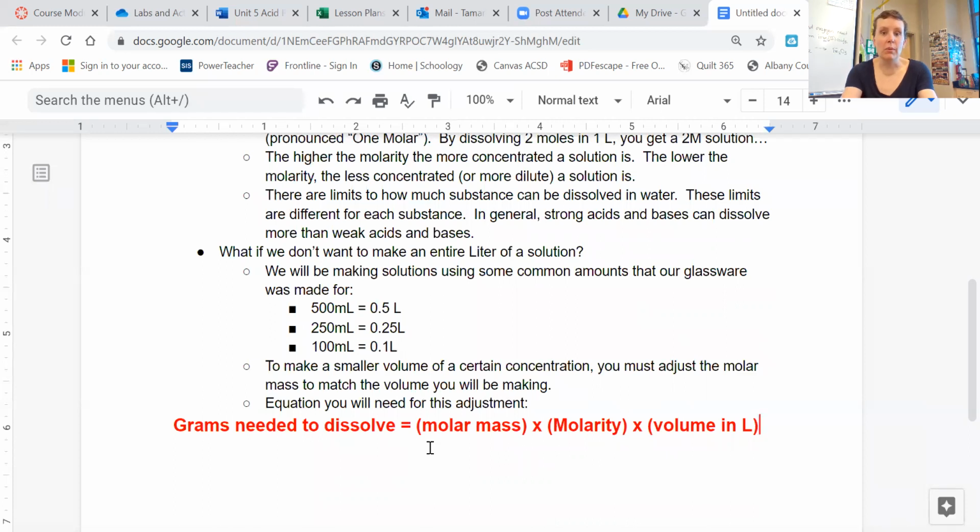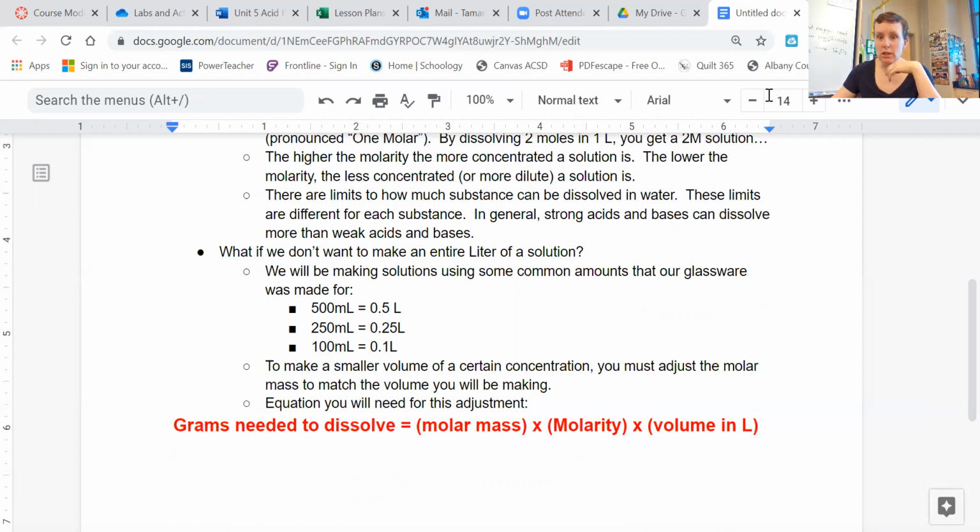So if they give you a milliliter volume, remember we have these three little segments here. These are the milliliter values you might see. If they give you milliliters, we have to change them to liters to use in this equation. Okay, so grams needed to dissolve equals the molar mass times the molarity times the volume in liters.